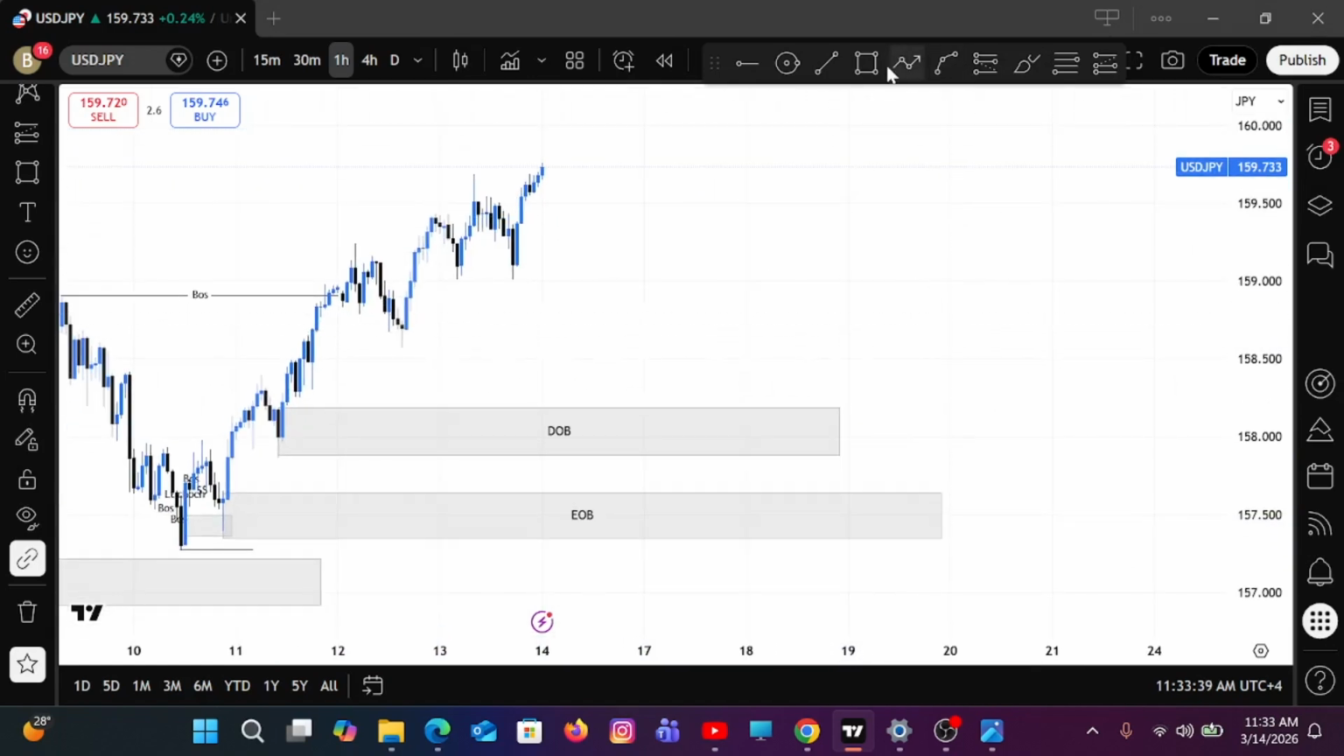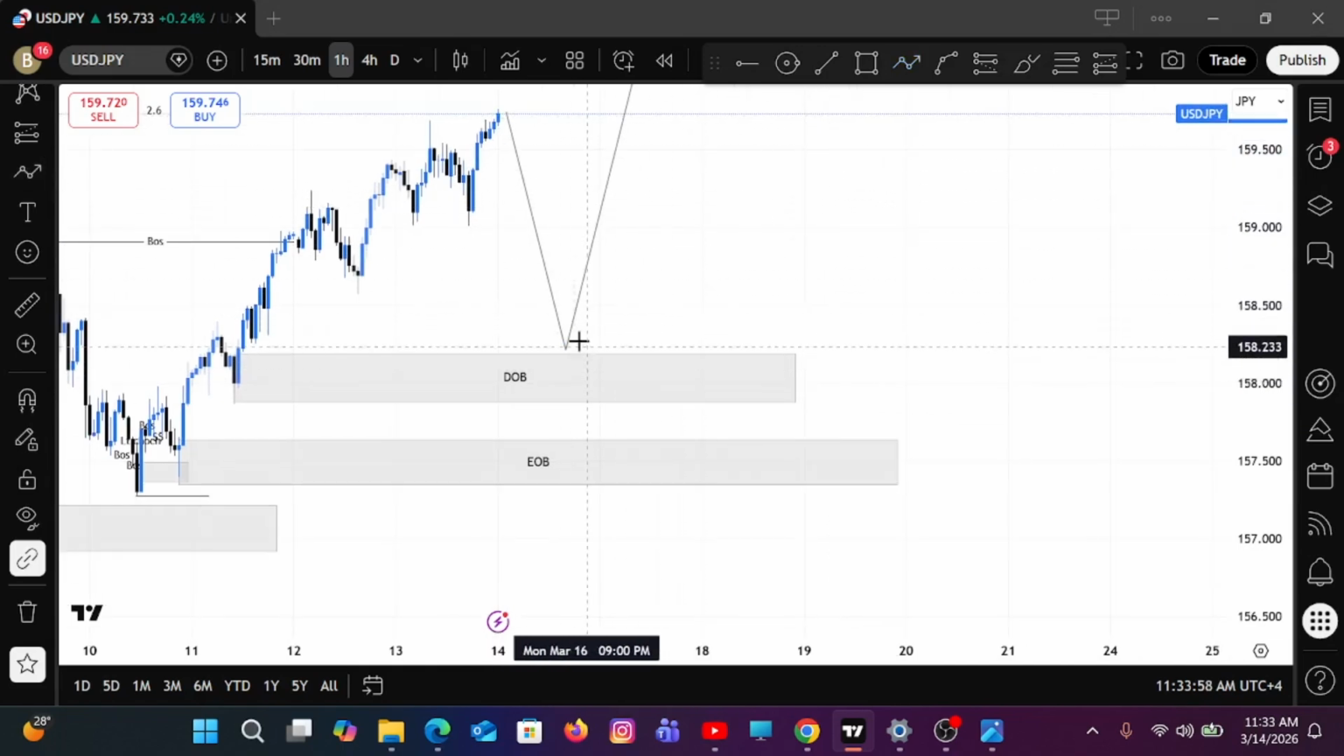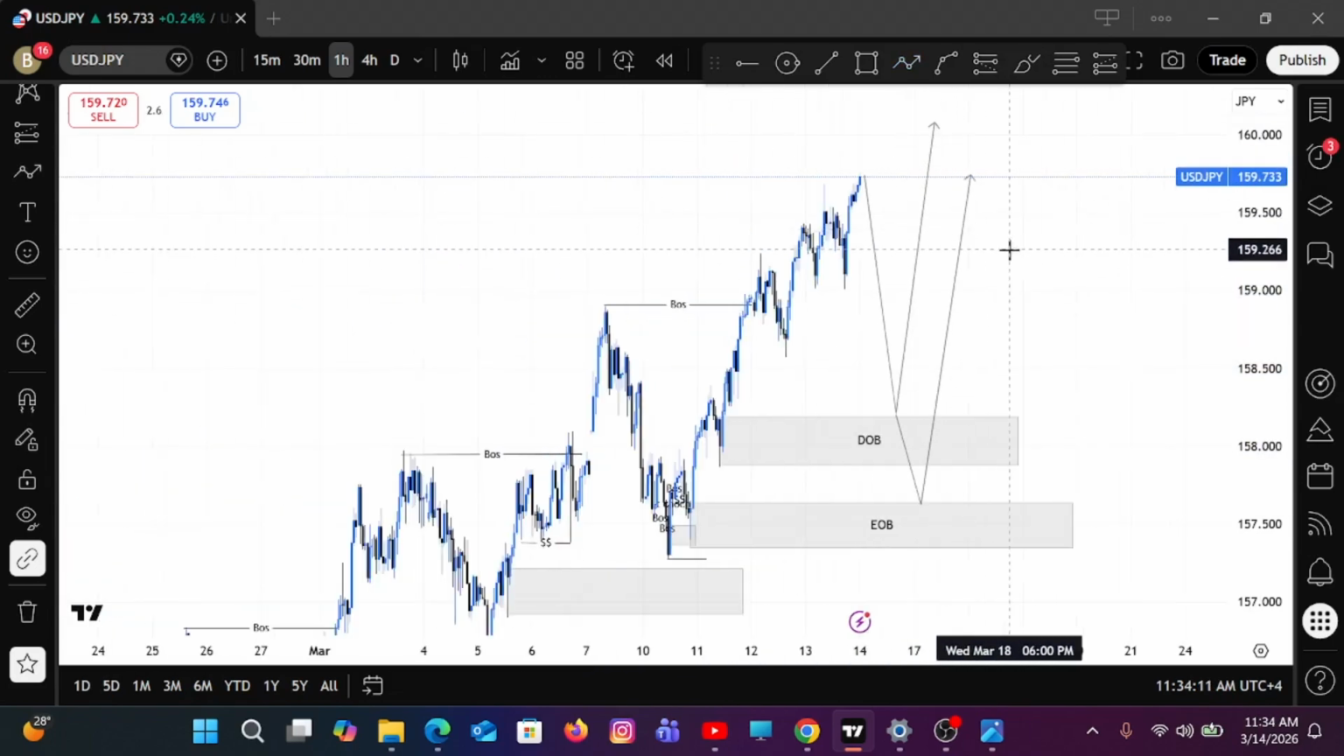So what I'm waiting for is for the market to come back to this decisional order block and show me signs that it wants to go upside, which I'll go down to the 15-minute time frame. Then I'll look for my confirmation. If I have my confirmation on the decisional order block, I'll be buying. But if I don't have a confirmation on this order block, I'll be waiting for the market to come back to this extreme order block. Then I'll be looking to take the buy from there.